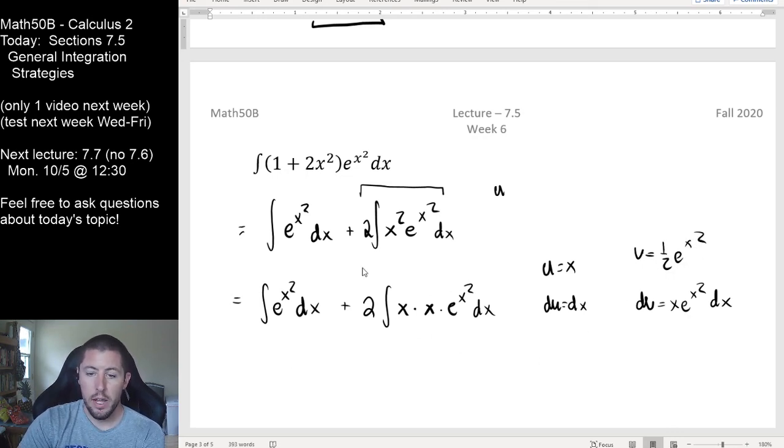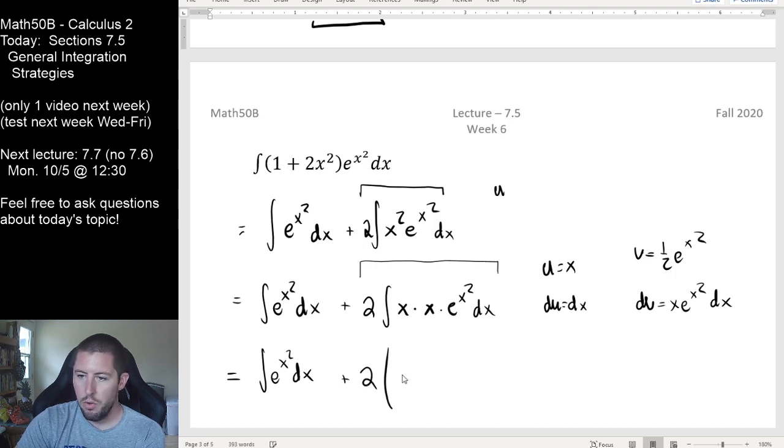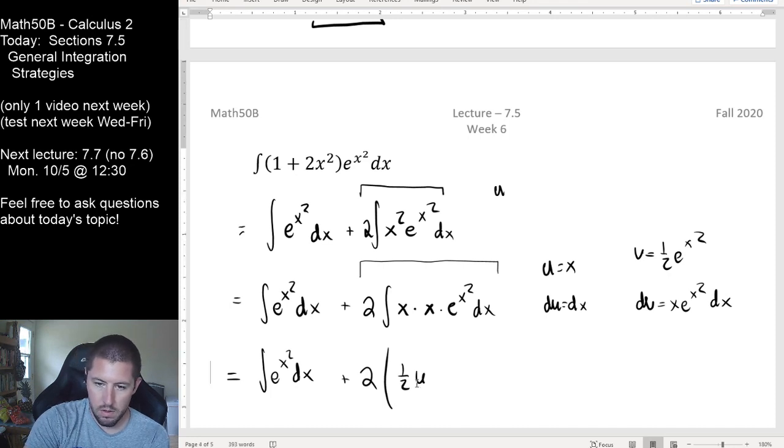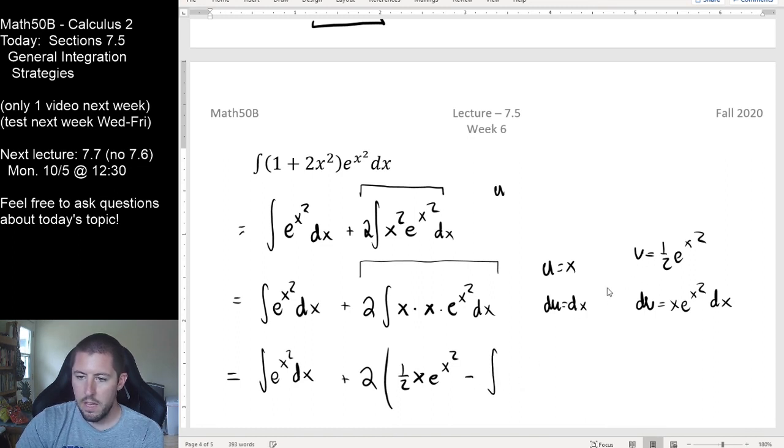And all I'm trying to do is just parts out this guy. I know that I know nothing about this integral over here. So it seems like what we're going to be left with is we got a uv. 1/2 uv is x e to the x squared, and I got the 1/2 from v right there, minus the integral of v du.